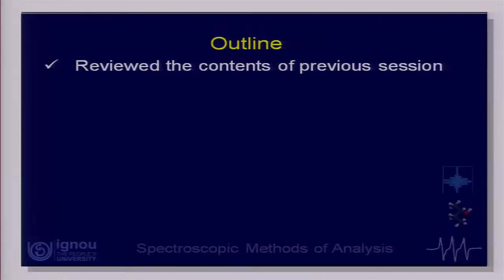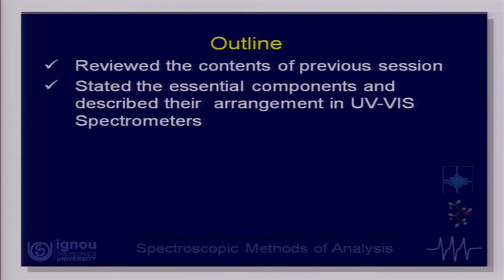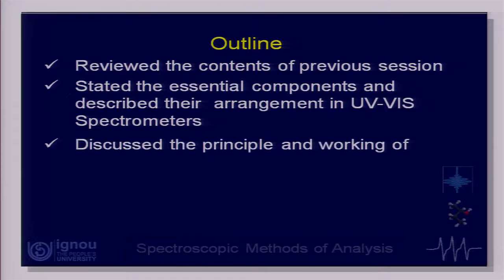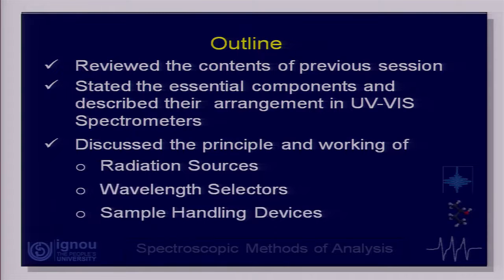Now, let us sum up what we have done today. We basically started by reviewing the contents of the previous session. Thereafter, we stated the essential components of a UV visible spectrometer and described their arrangement in the spectrometer. Then we picked up the principle and working of 3 essential components, which are the radiation sources, the wavelength selectors and the sample handling devices.